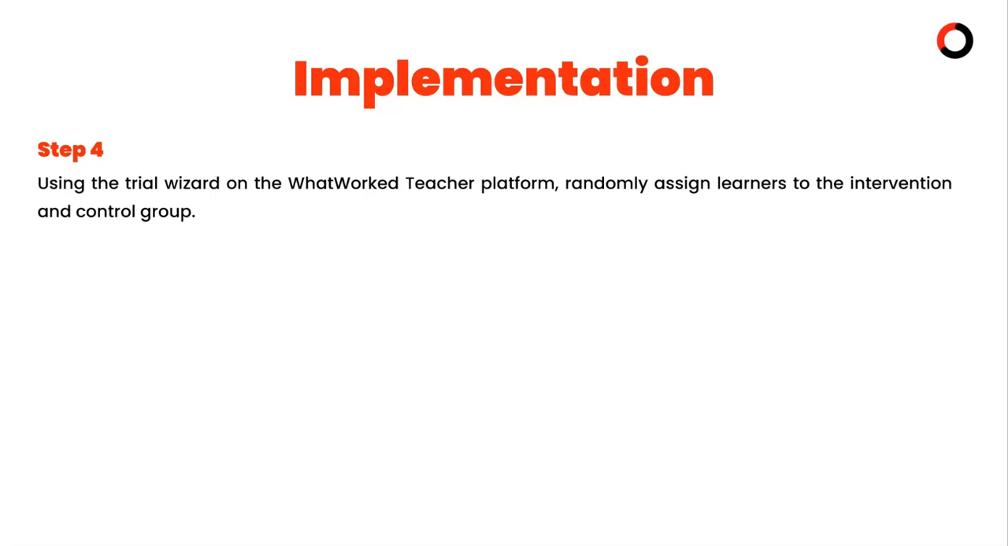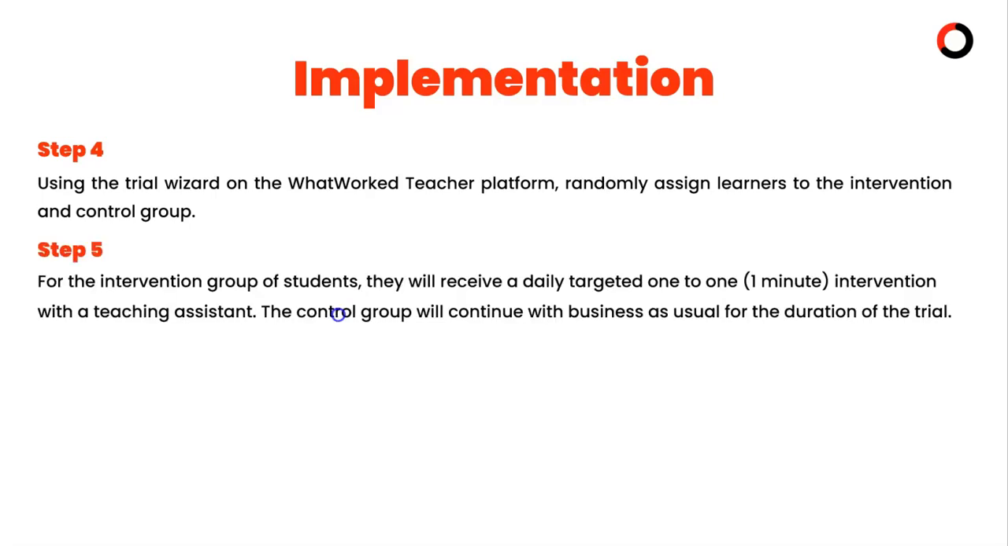Step 4, using the trial wizard on the What Worked Teaches platform, randomly assign the learners to the intervention and the comparator group. Record this in your Excel tracker. For the intervention group of students, they will receive a daily targeted 1-to-1, 1-minute intervention with a teaching assistant. The control group will continue as business as usual for the duration of the trial.